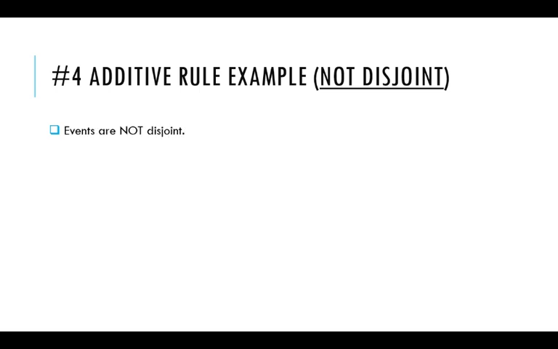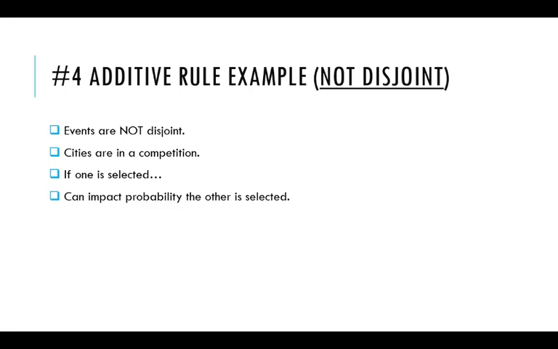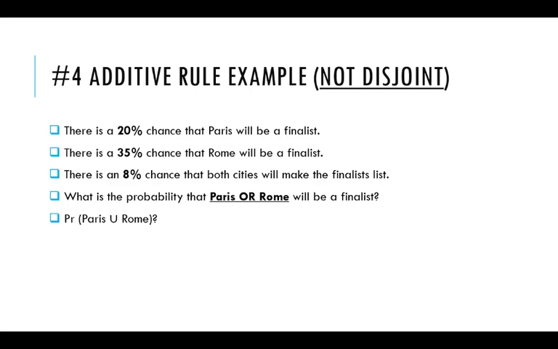First, do we agree that these events are not disjoint, right? Because these cities are in competition with each other. If one gets selected, it reduces the probability that the other gets selected, right? So when Paris gets selected, it's going to impact the probability that Rome is selected. So these are not disjoint events. Hopefully that's clear. Now, all we have to do is use our equation.